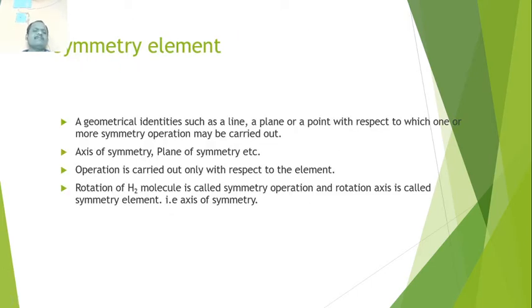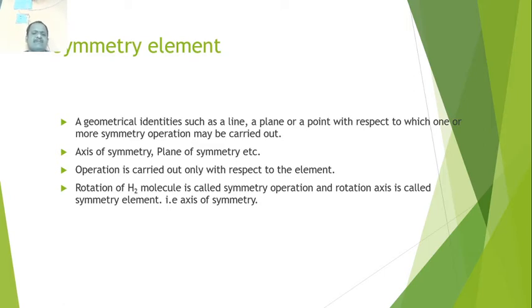Now, second is a symmetry element. What is a symmetry element? A symmetry element is defined as a geometrical entity such as a line, a plane, or a point with respect to which one or more symmetry operations may be carried out. It may be a line, it may be a plane, it may be a point through which one or more symmetry operations may be carried out.